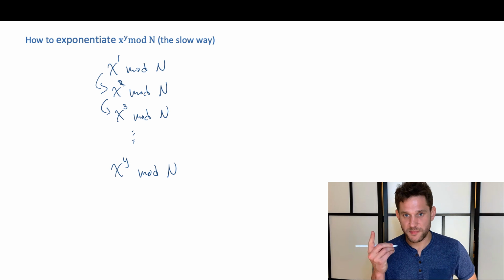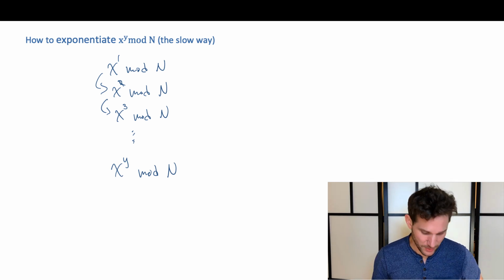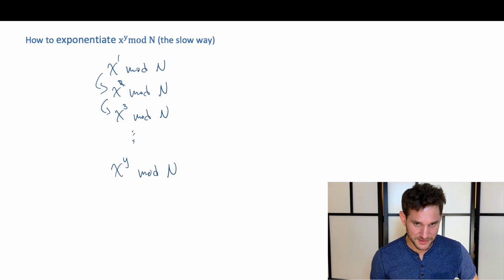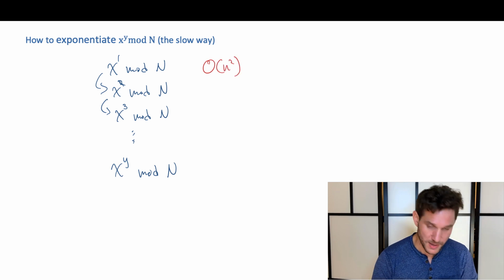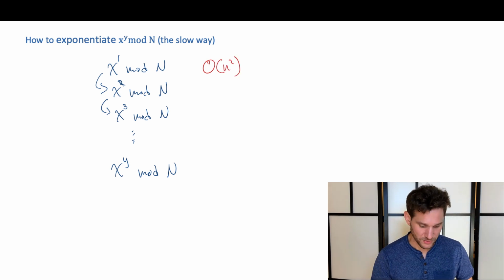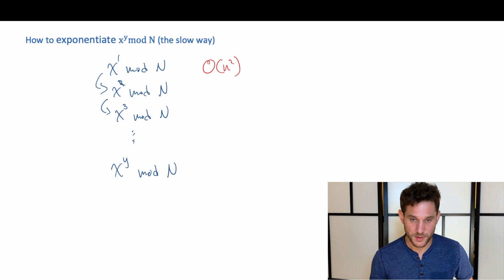Okay, this is a bad algorithm. Let's think about why. How many times did I have to do a multiplication? Every round of this took O of n squared, because I had to do a multiplication. So every one of these rounds took O of n squared. How many rounds were there? Well, there were y many rounds. I had to do this y number of times, or maybe y minus 1 number of times.